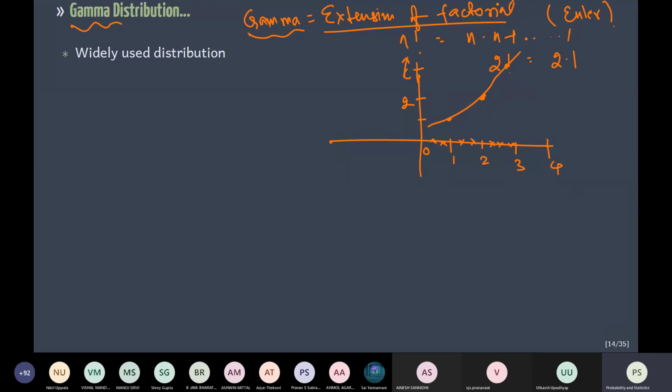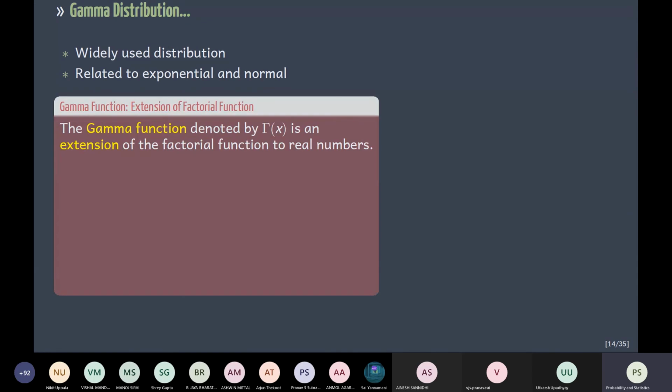Now I will come back to how I will do this. It's a widely used distribution again. It's related to exponential and normal. This is one of the things that I will prove, why it's related to exponential, which we have seen before, remember. The normal distribution we have also seen in the continuous case. So you have to recall this, and we will prove that in a certain form, doing some limit or something, it approaches exponential and so on. Okay, so we will do this.